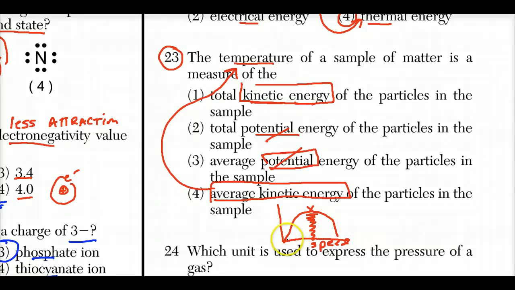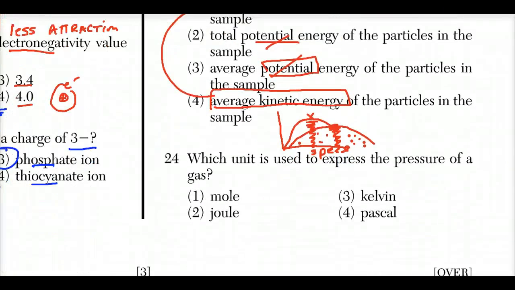As temperature increases, these curves actually flatten out, and your average, which is in the middle somewhere, increases, but it reflects particles that have what? High speeds and particles that have low speeds, and we take the average. So temperature is the measure of the average kinetic energy. Just that simple. Okay, 24.